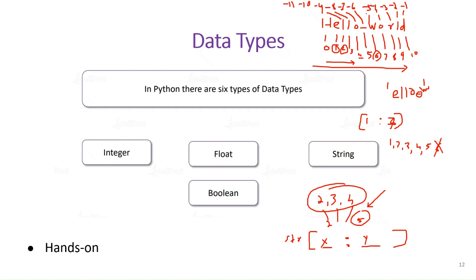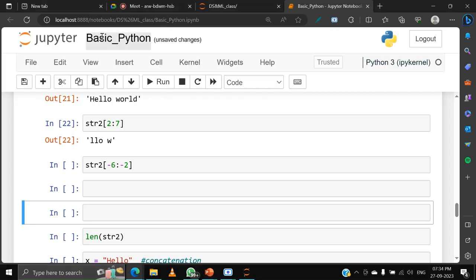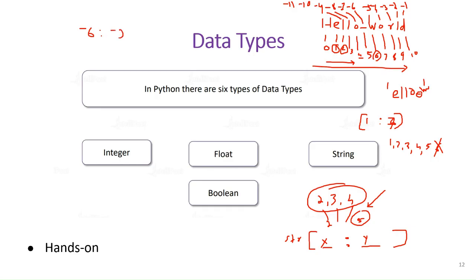Then -5 will be there. -6 to -2, what do you mean by this? It will start from location index -6. So the letter at -6 will get printed. Then the letter at -5 will get printed. Then the letter at -4, -3. That's all. The letter at -2 will not get printed. It will not include the ending index we have specified here. So let us see.